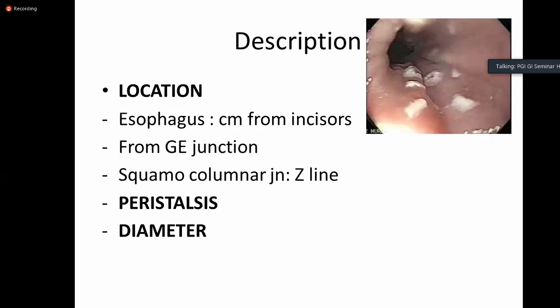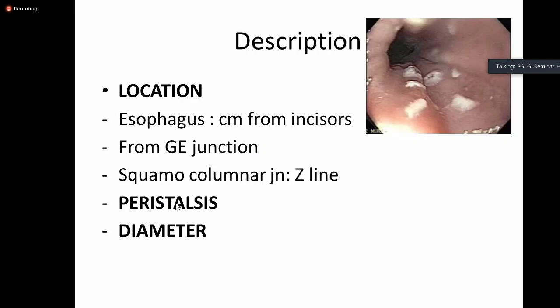So the foremost thing in endoscopic reporting is the descriptive part of it. It should start with location. Where exactly are you finding the lesion? For example, in the esophagus, it has to be how many centimeters from the incisors. And then, for example, for Barrett's esophagus, we look at how many centimeters from the Z line, the squamocolumnar junction. So there has to be a point of reference from which the distance is measured or reported.